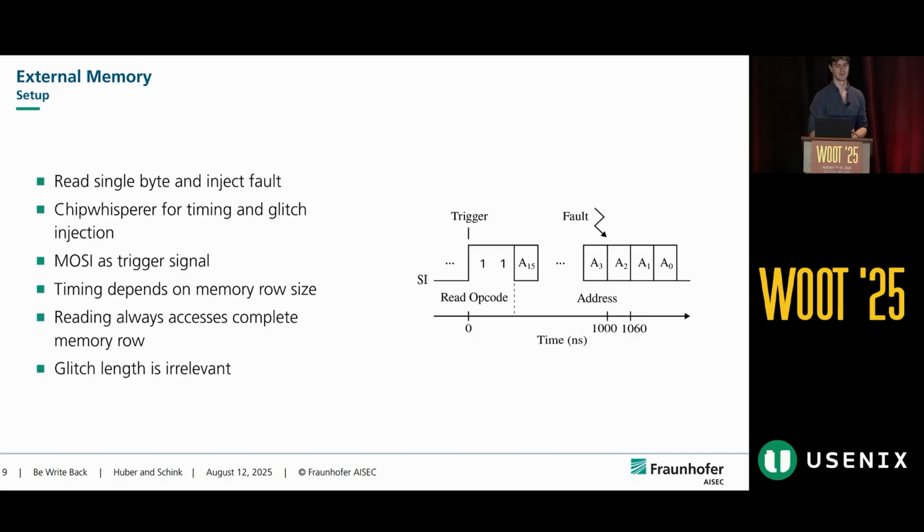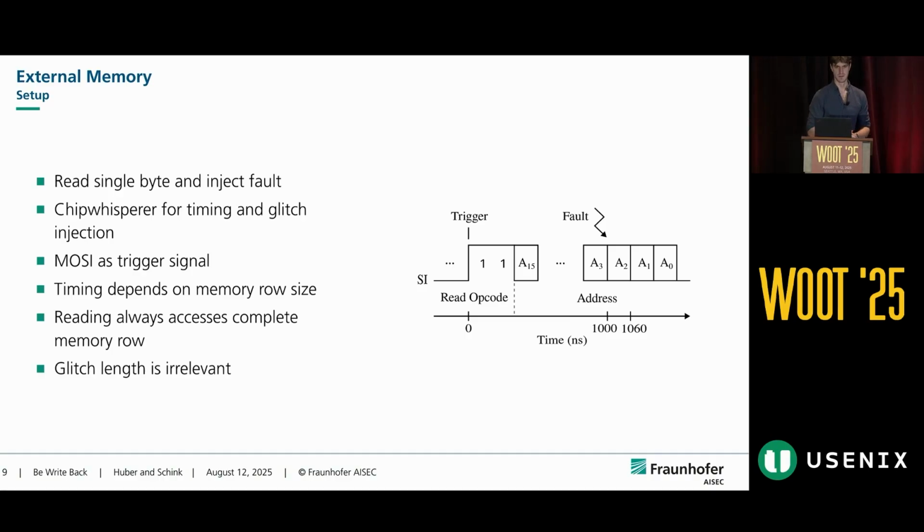Now to the actual setup. The idea is that we read a single byte from memory and then inject a fault, then we read again and see if anything changed. For the timing and for the crowbar glitch injection, we used a ChipWhisperer. And as a trigger signal, we used the MOSI line, because the read opcode is quite a decent trigger, because it's all zeros except the last 2 bits, which are 1, and this transition can be used as an accurate trigger.